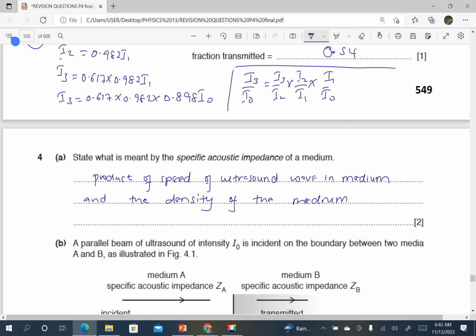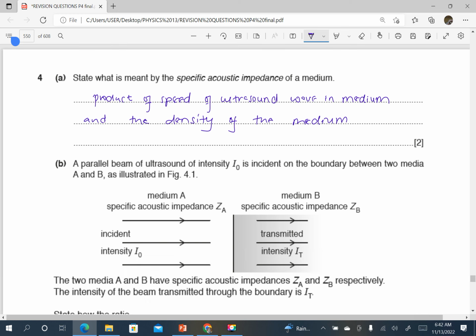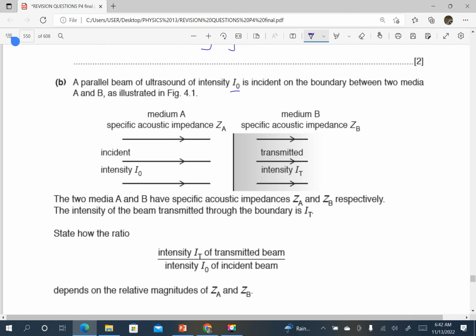The product of the speed of ultrasound wave in the medium and the density of the medium. A parallel beam of ultrasound of intensity I naught is incident on the boundary between two media, A and B. The two media A and B have specific acoustic impedances ZA and ZB respectively.